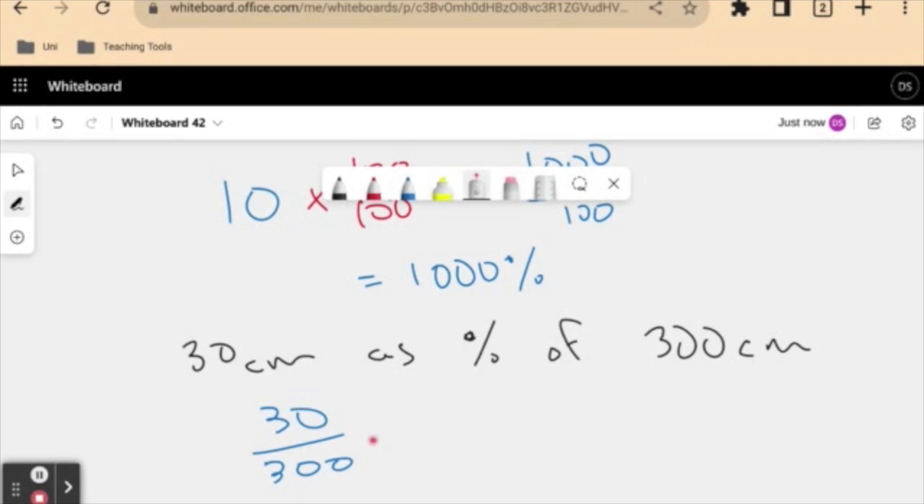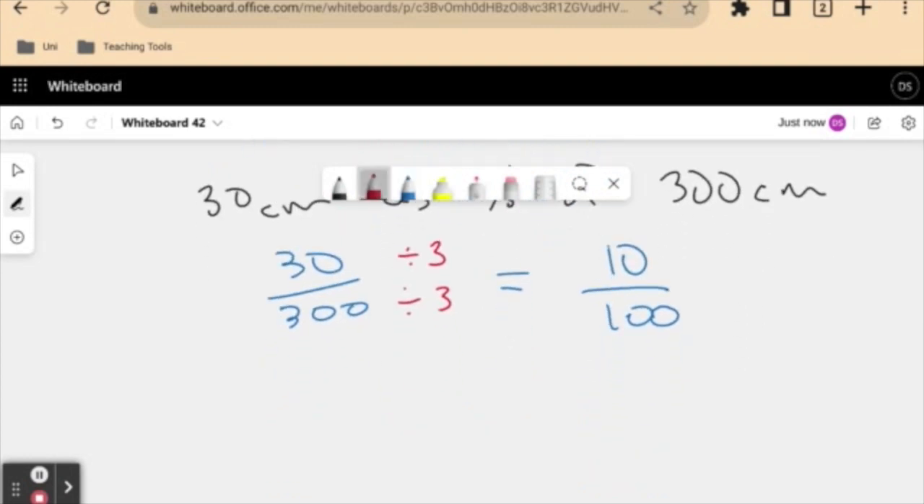Some of you may have picked up on the fact that this 300 can be brought to 100 just by dividing by 3. And we'll do that to the numerator as well. And we're going to end up with 10 over 100. And now we have a denominator of 100. So we can express this as a percentage. And this will be 10%.